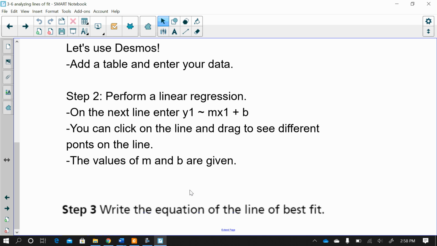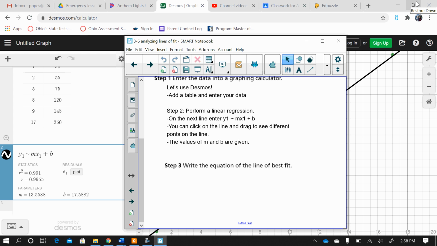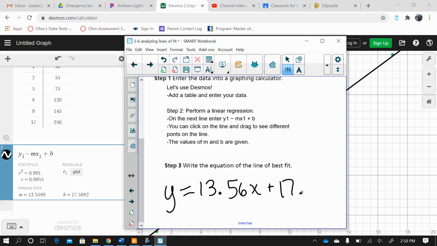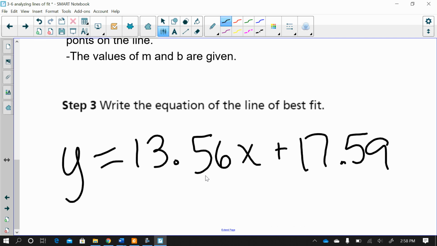Okay, so then we just write the equation of the line of best fit. Okay, so y equals, remember, mx plus b. So y equals, m was this 13.56, and I'm rounding, plus b, 17.59. There's my equation of the line of best fit. Super quick, super easy.